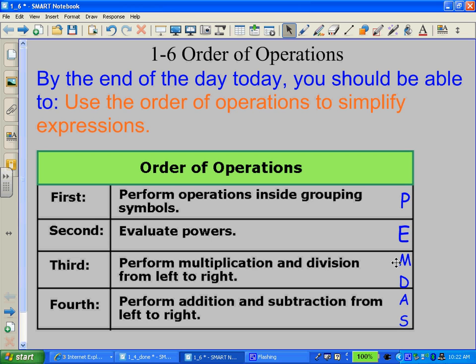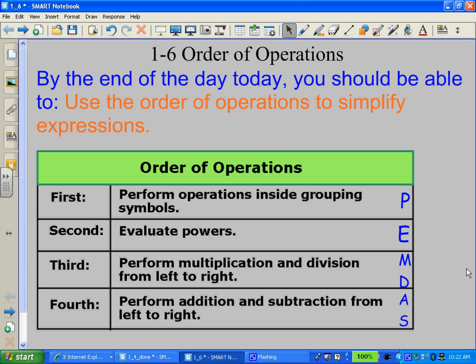So the first thing we do is we perform operations inside grouping symbols. Those are called parentheses most of the time. The second thing we do is evaluate powers, which we call exponents. That's what the E stands for. And then we perform multiplication and division, from left to right.